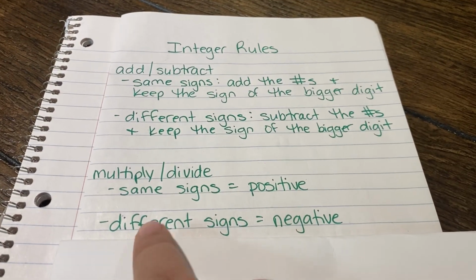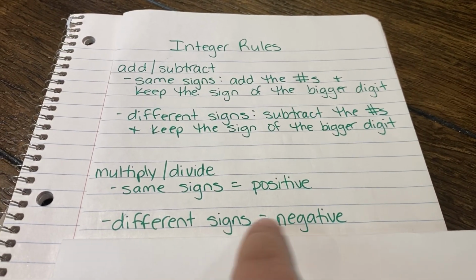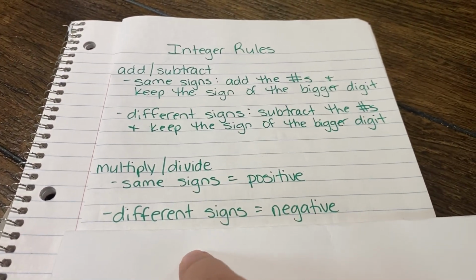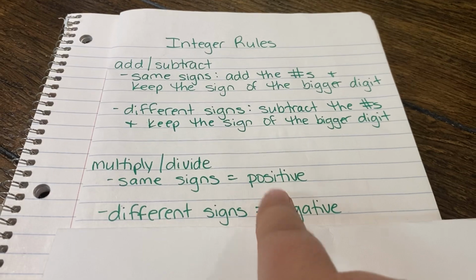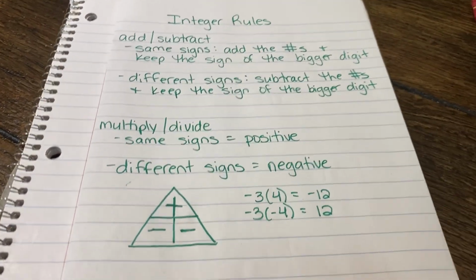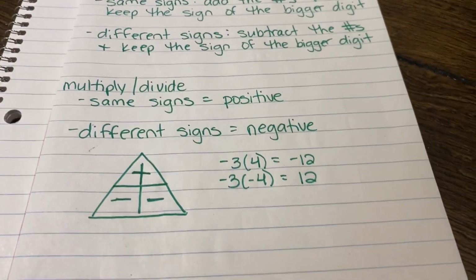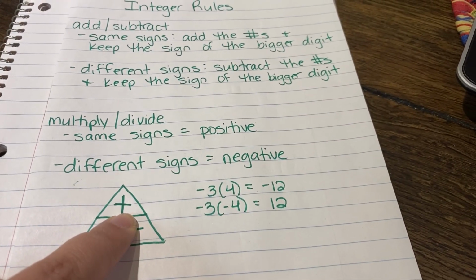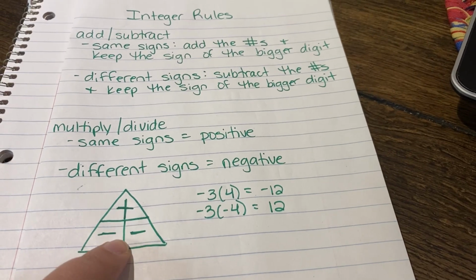Down here, if I have 1 negative and 1 positive, my answer will always be negative. So one thing that we use in class instead of memorizing these 2 rules is we use the triangle. Students, if you remember us doing this in class, the triangle, you always put a plus sign in the top, and then you put 2 negatives at the bottom.